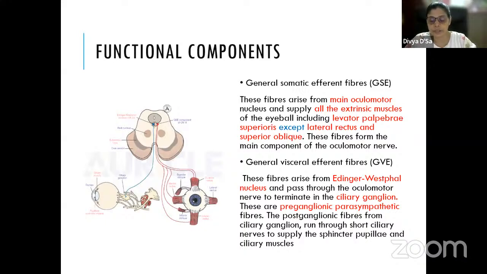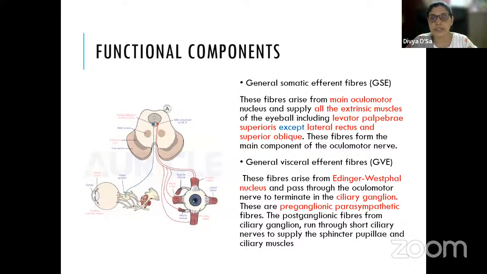Okay. So when we talk about any nerves, especially the cranial nerves, we need to write the functional components first. So what are these functional components? The oculomotor nerve has 2 functional components: general somatic efferent fibers and general visceral efferent fibers. General somatic efferent fibers basically supply the muscles, and general visceral efferent fibers basically supply the muscles of the viscera.